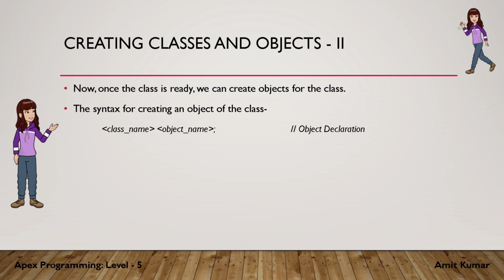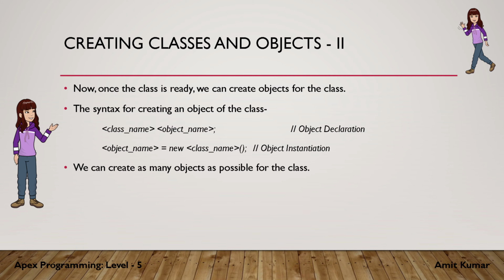Now the first statement over here, where we specify the class name, the object name and a semicolon, is an object declaration statement. And the next syntax is for object instantiation, where we specify the object name equal to new keyword, class name, pair of parentheses and a semicolon. What's the difference between object declaration and object instantiation? We are going to discuss it in a few minutes.